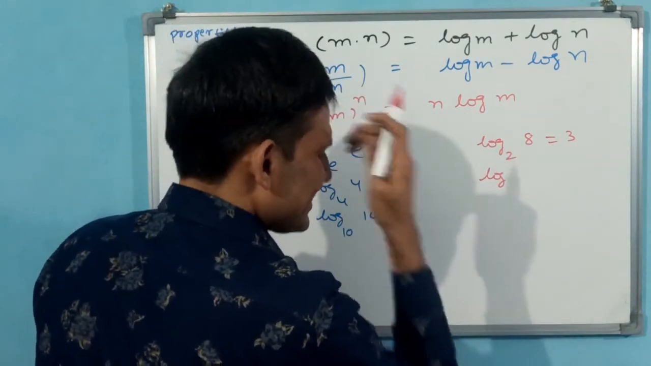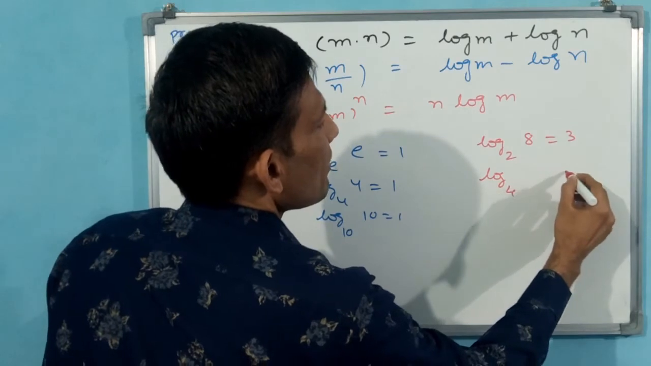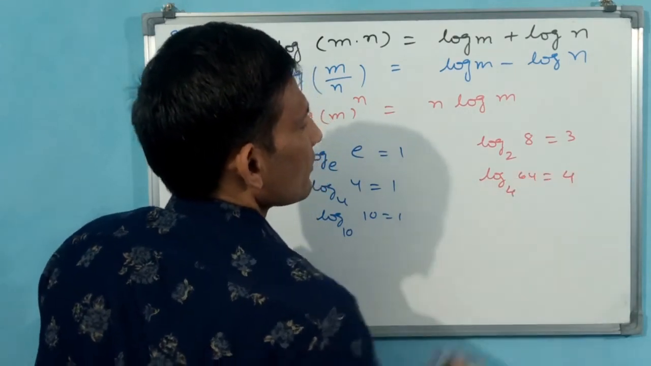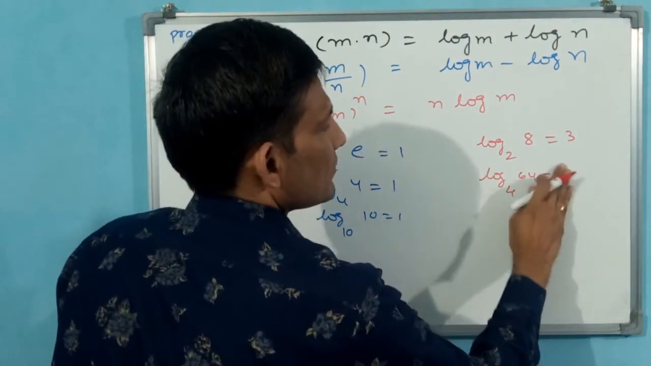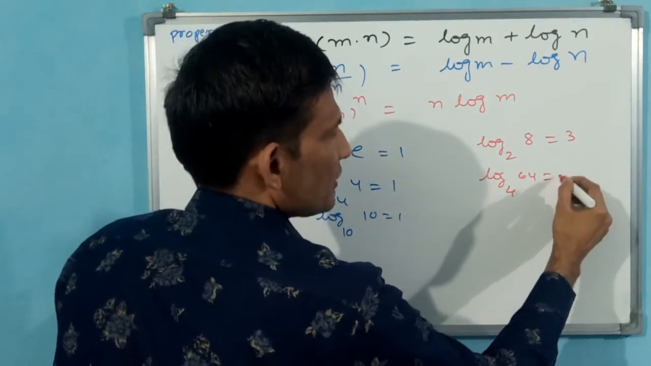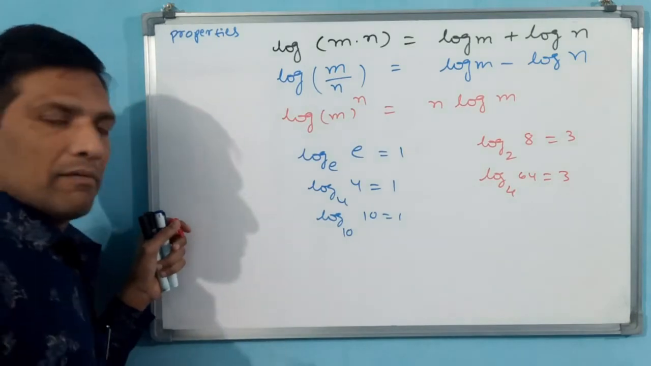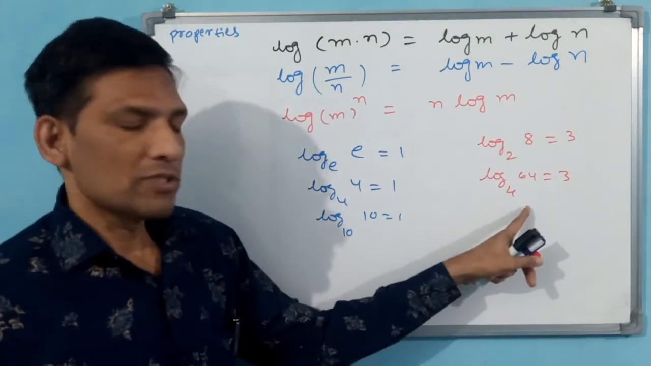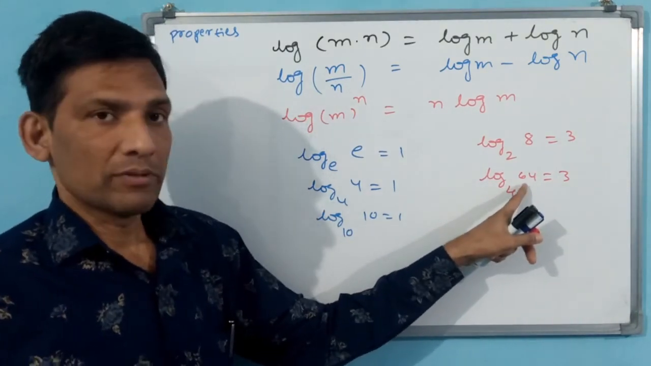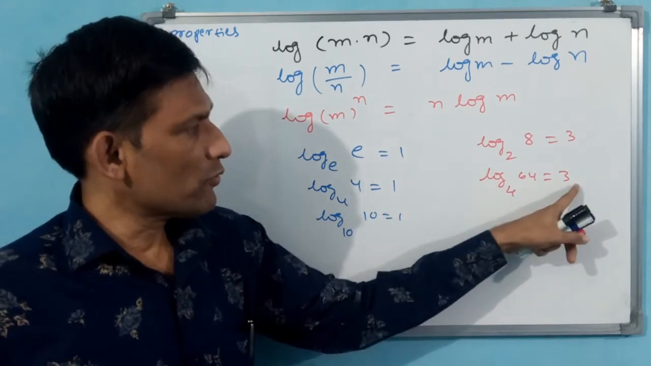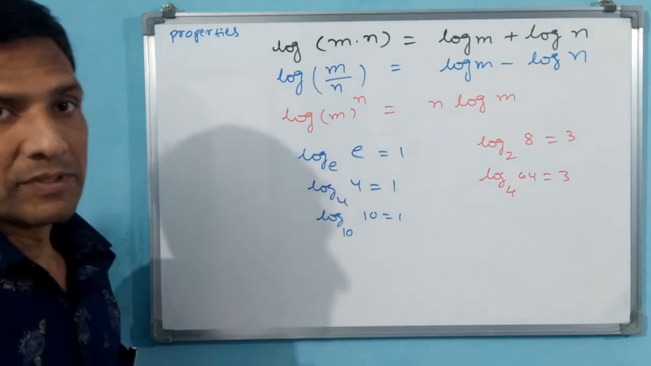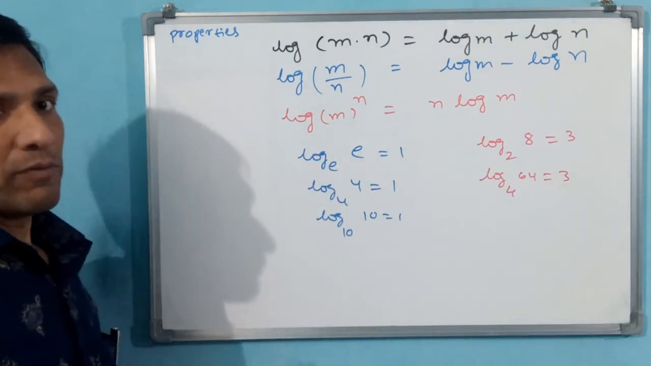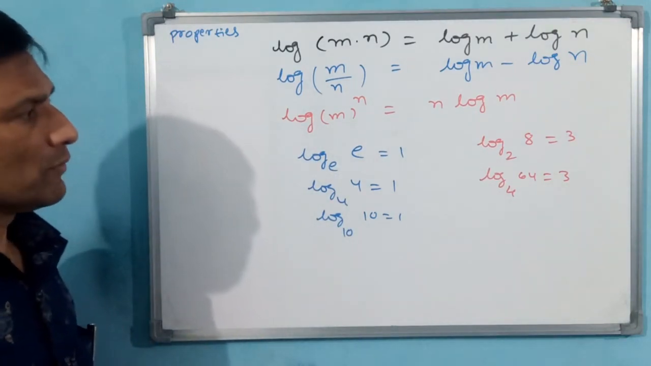Log 4 power 4 is equal to 64. 4 fours are 16, 16 fours are 64, that is 4 cube. So log 64 to the base 4 is equal to 3. Why? Because 4 cube is 64. 4 fours are 16, 16 fours are 64.